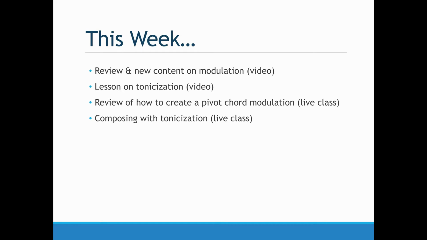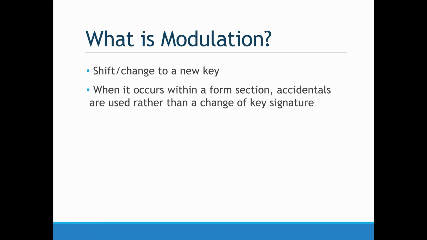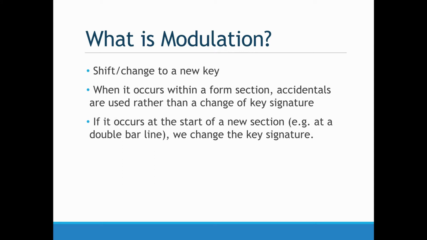Let's get started. So first, what is a modulation? Well, you probably learned last year that a modulation is essentially a shift or a change to a new key. In terms of how it's notated, we tend to use accidentals to indicate modulation if it's happening inside of a section, but we tend to use a change of key signature if it's happening at the start of a new section. So basically, if you've got a double bar line happening and you've got to change to new content, then that's where we would change the key signature as opposed to just use accidentals.